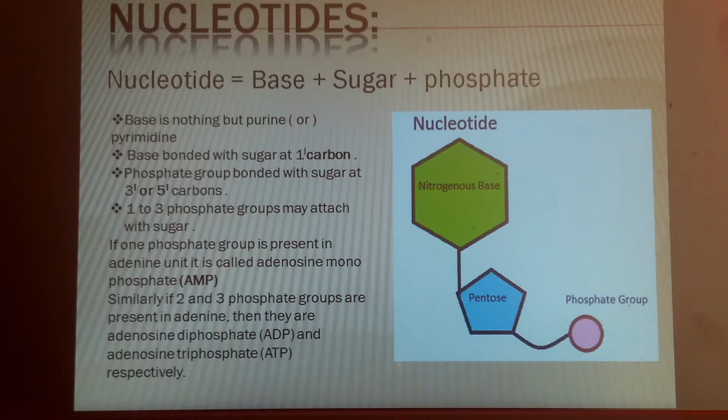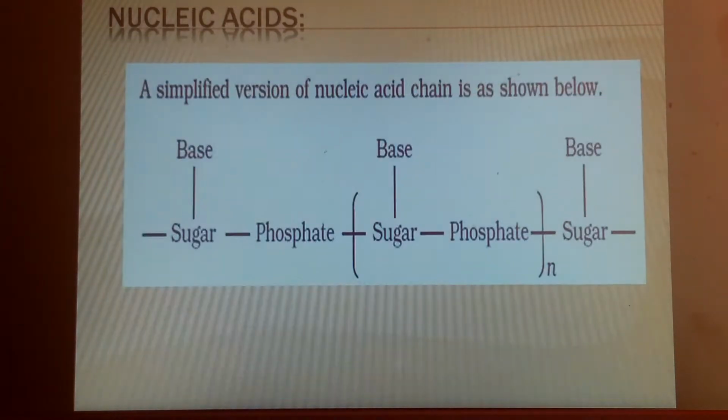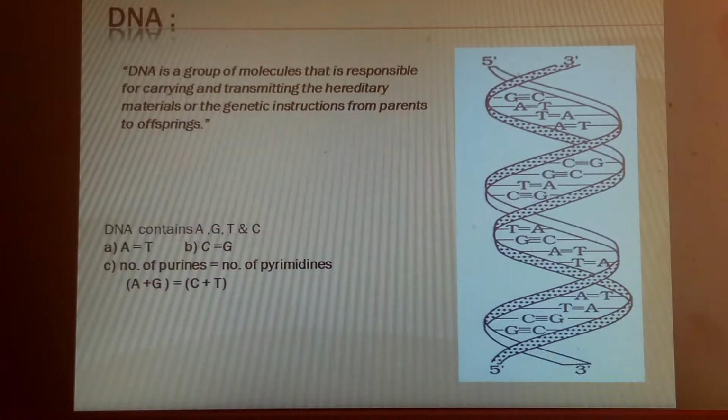Likewise, if the sugar unit is deoxy, then we can name that one as deoxyadenosine monophosphate, deoxyadenosine diphosphate, like that. So based upon the base and the sugar, the name is going to change. The number of phosphate groups will be named in terms of di, tri or penta, like that. I hope it is clear.